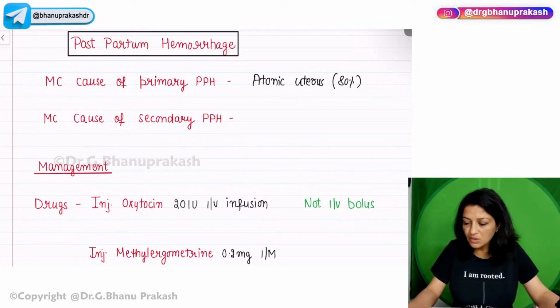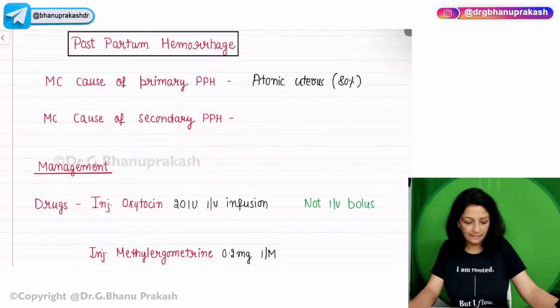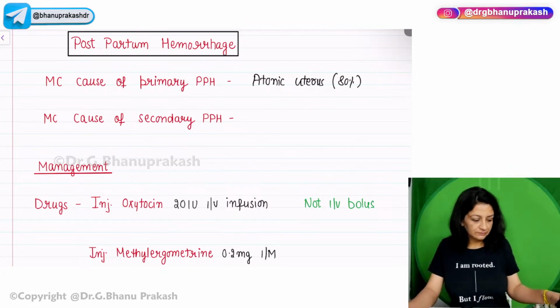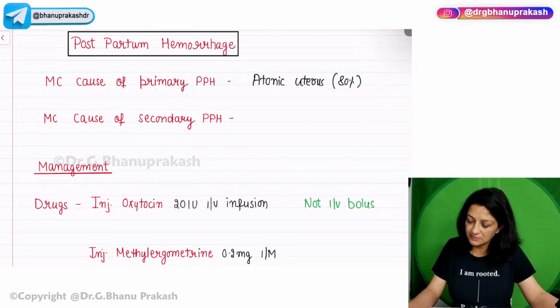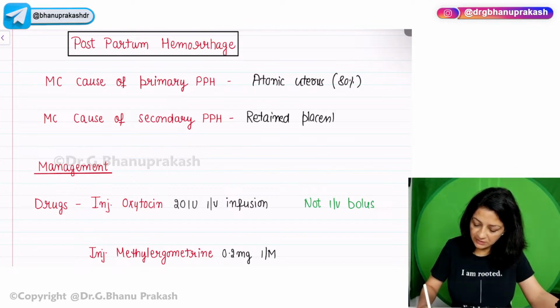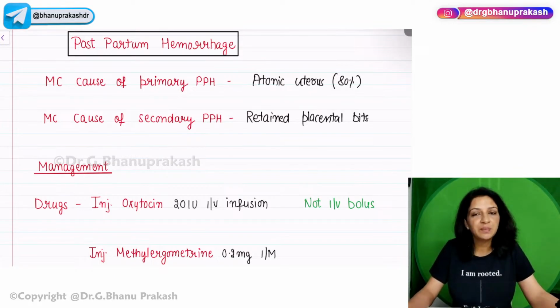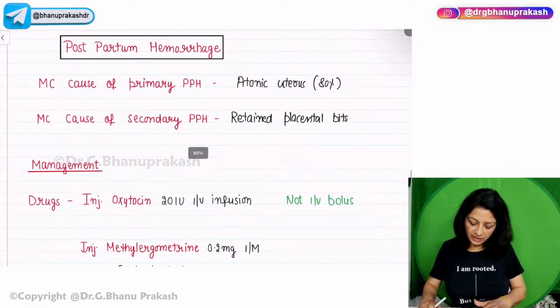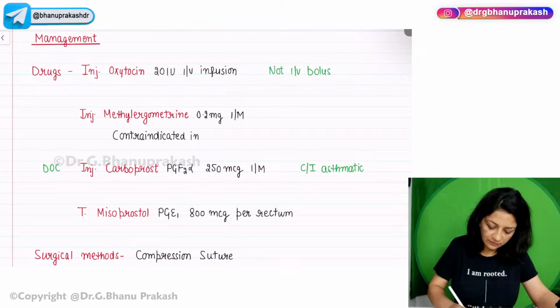Tell me the most common cause of secondary PPH. Yes, Dr. Bhuwana, retained placental bits. Most common cause of secondary PPH is retained placental bits. So what is important here is the management of postpartum hemorrhage.